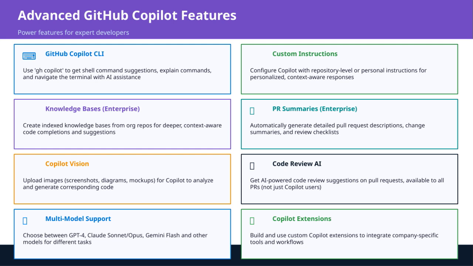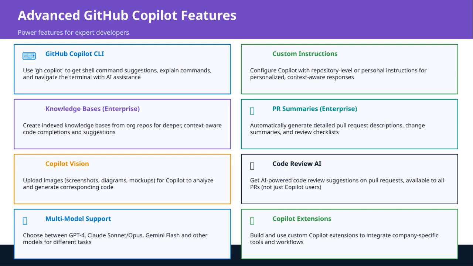For enterprise users, knowledge bases are a powerful feature. By creating indexed knowledge bases from your organization's repositories, Copilot can offer deeper, more informed code completions and suggestions grounded in your own code and documentation. Similarly, PR summaries automate the creation of detailed pull request descriptions, change summaries, and review checklists. This saves time and ensures that your pull requests are clear and thorough.